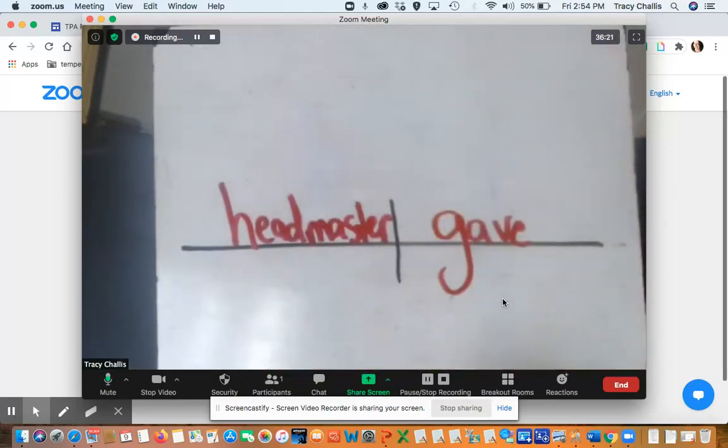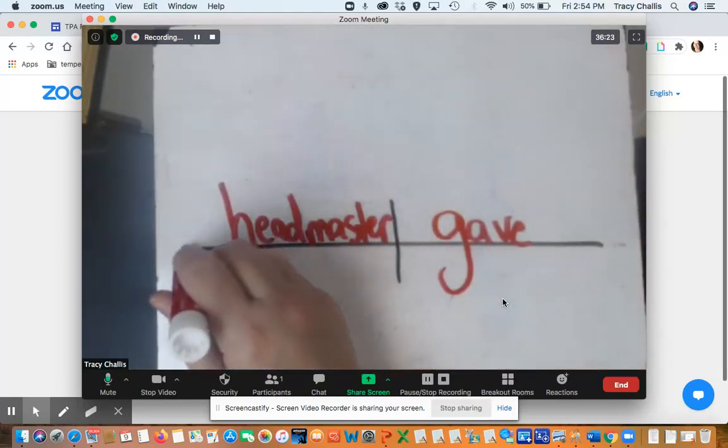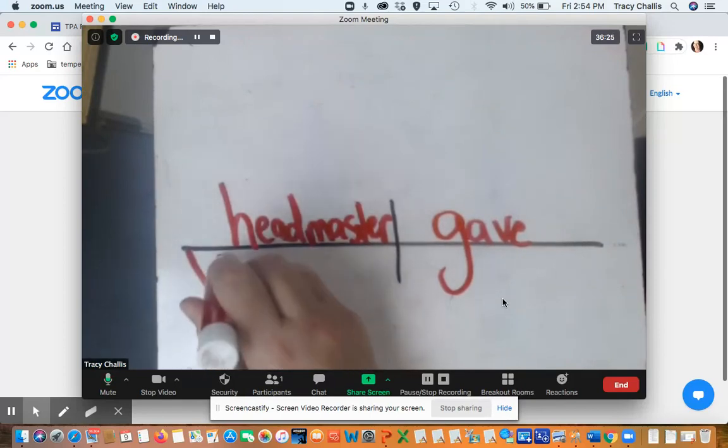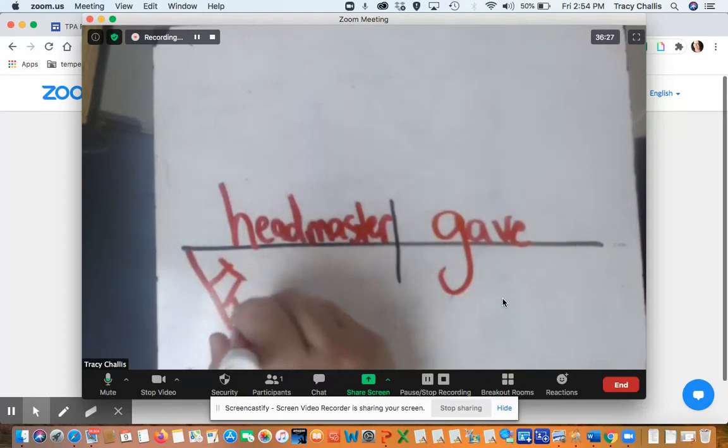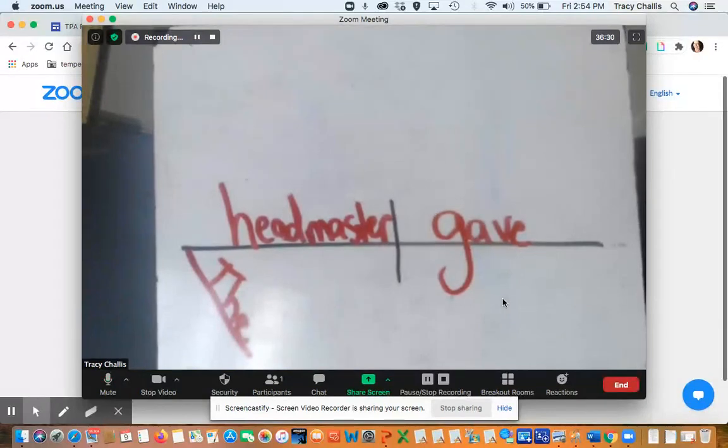So we only have one modifier in front of headmaster, and it's the word the with a capital T. So you're going to go ahead and put that in. And I usually put it at the beginning because that was the first word.